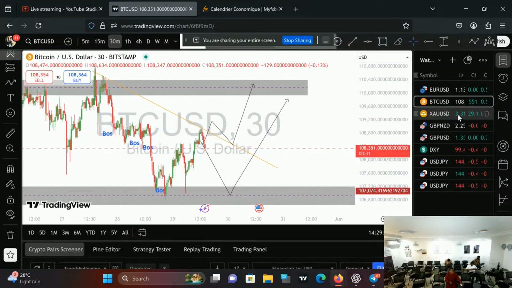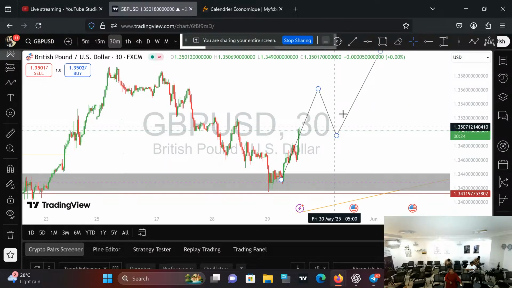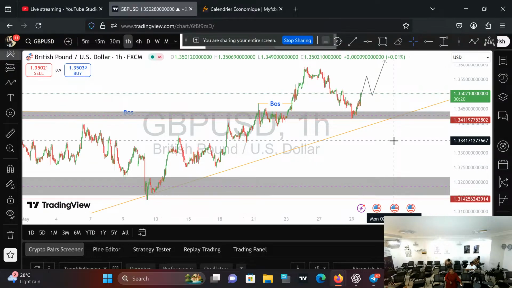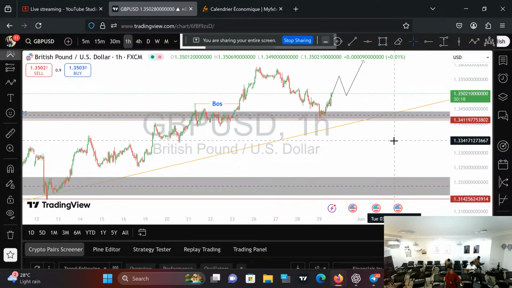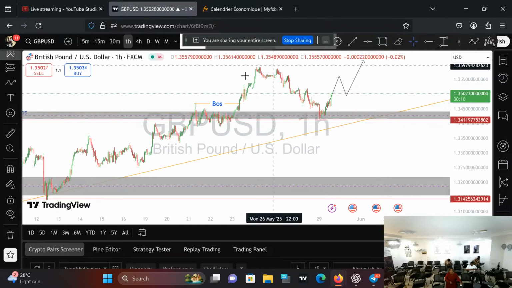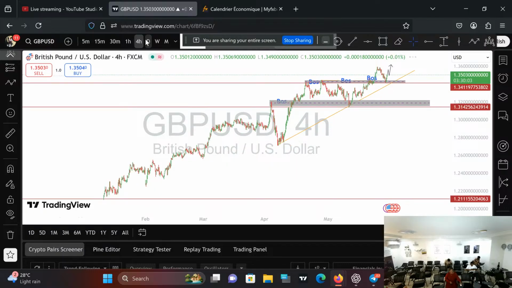And for GBPUSD, the analysis we did, I think I did it only on the 1 hour. Yes, as I said, this market might just continue going and react to this level because this is a resistance level. Let me draw it from the 4 hours. The daily time.